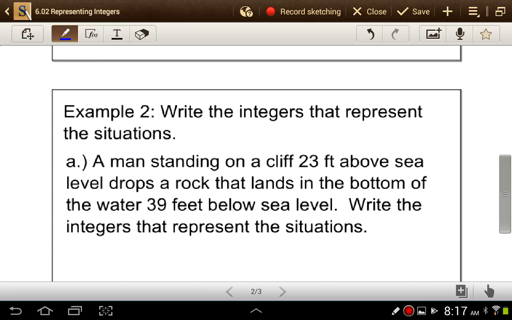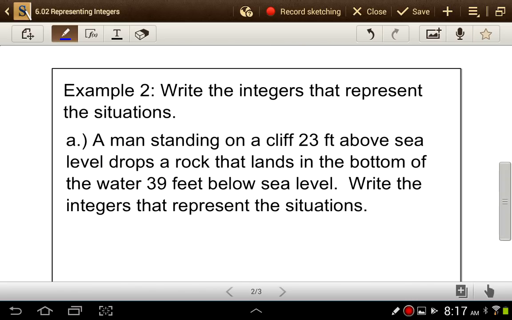In example 2, we have our word problem. Make sure you write 23 feet for above and 39 feet for below sea level. So I want to write the integers that represent these situations. Well, 23 feet above sea level is going to be a positive, so that would be 23 or plus 23. And then when you read on the problem, the rock lands at the bottom of the water, which is 39 feet below sea level, so that would be represented as negative 39.